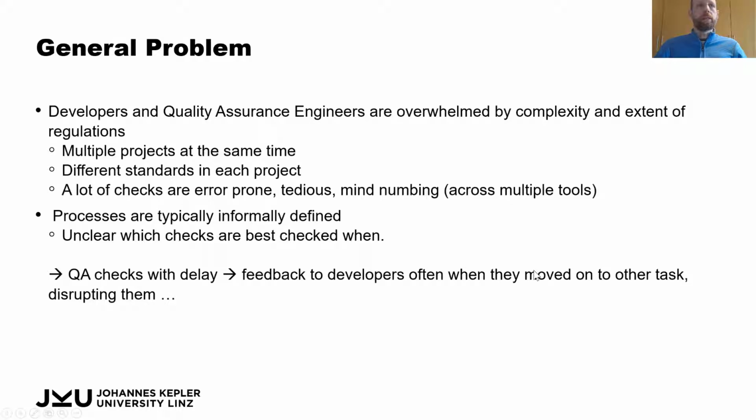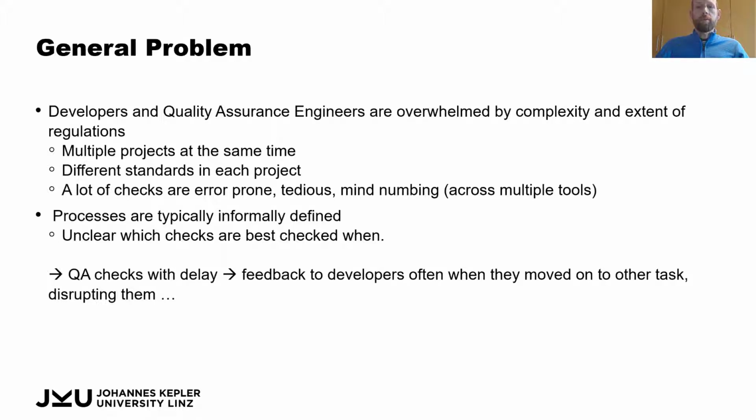The general problem is that developers and quality assurance engineers are typically overwhelmed by the complexity and extent of the regulations. Typically, a developer might be involved in multiple projects at the same time. Each of these projects might have different standards, and a lot of these checks are error-prone, tedious, and mind-numbing because they need to involve navigation across different tools. One of our quality engineers at our industry partner Frequentis told us that 30% of his time is spent on checking and coordinating these issues with the developers to fix these unfulfilled constraints.